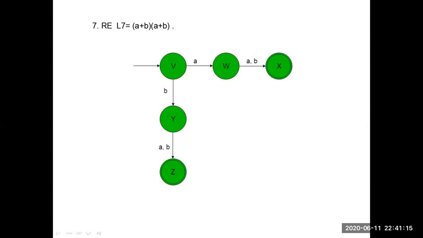Clear? What is happening here? V goes to W or Y, based on A or B. Again, W can read A or B. W has two options, but both options will go to the final state only. Why? Because there is no third character. Similarly, Y has two options, A or B, but both will go to the final state Z only. Clear? Like that, we can write.